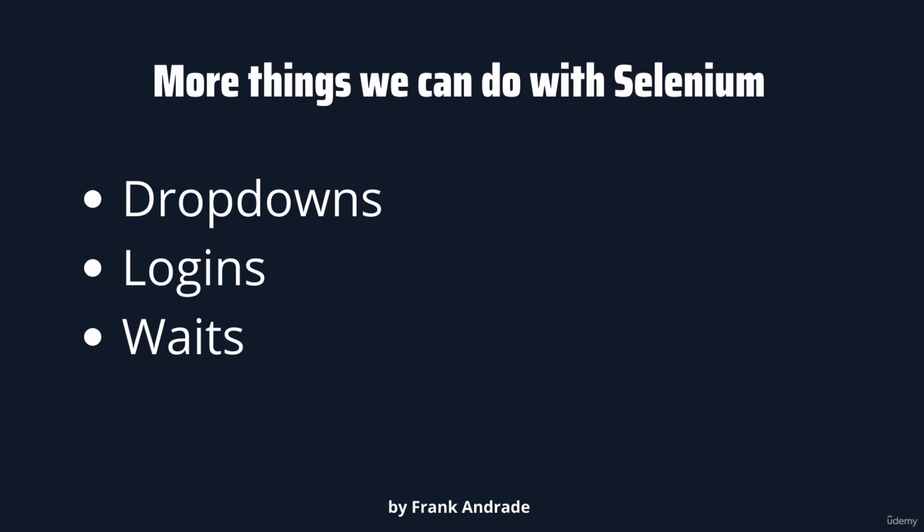Other things that you can locate with Selenium are dropdowns. You can even choose any element listed in a dropdown. And some other things we'll see in this course are how to log in to websites and how to scrape dynamic websites using waits. And that's it. Now you're ready to scrape websites with Selenium.